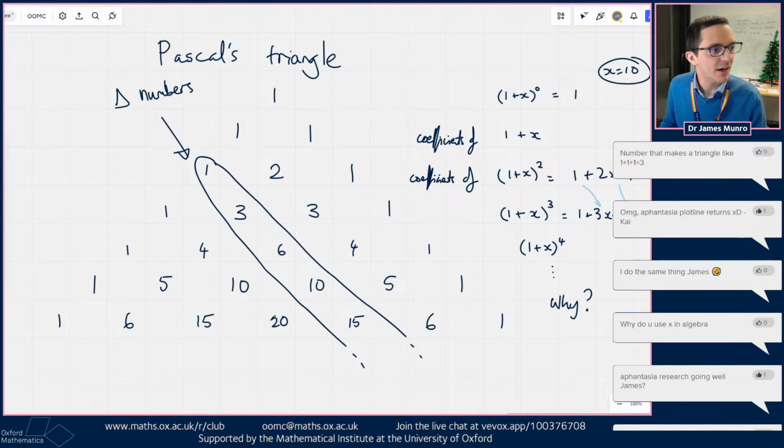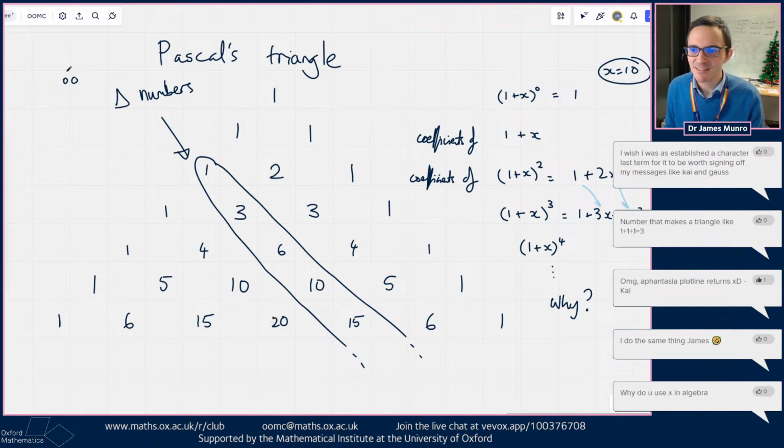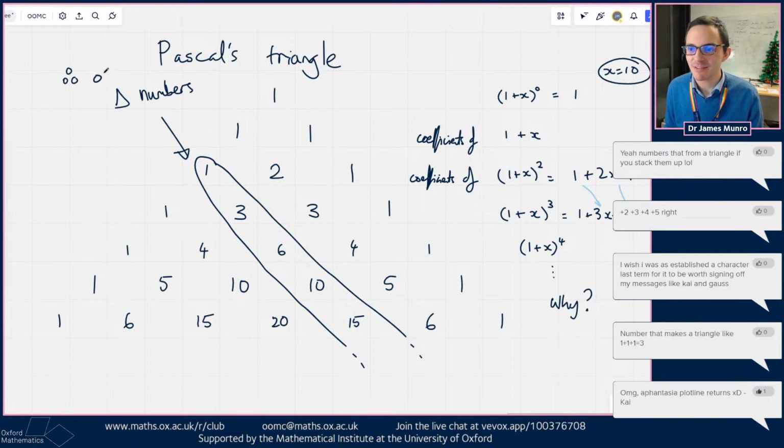Okay, right. No, that makes a triangle, like how 1 plus 1 plus 1 is 3. Sorry, yeah, it's really hard to describe triangles in chat, isn't it? Because you can't draw the little picture. Yeah, you have to stack them.